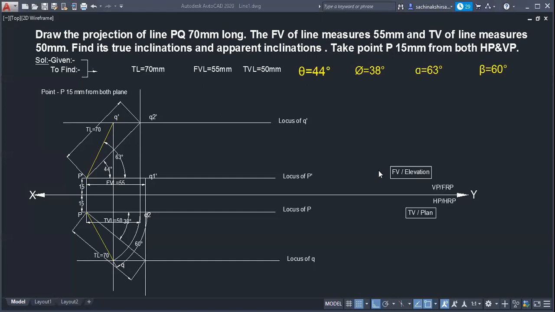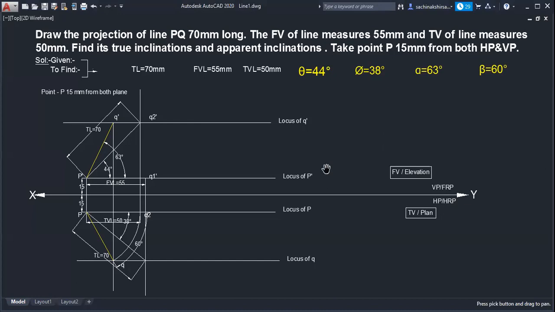Anything you want to ask in this? Very simple. Have you understood this? Yes, sir. Shall we go next? Yes, sir. Have you taken a screenshot or completed this problem? Completed. Completed all? Yes, sir.